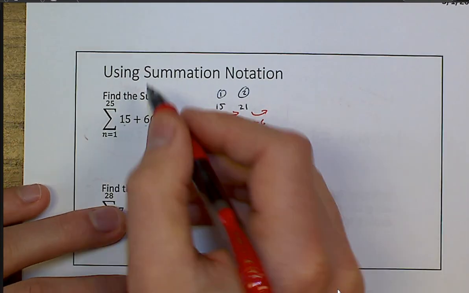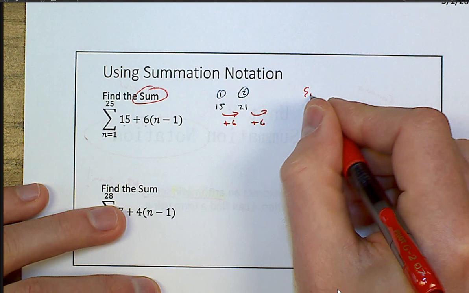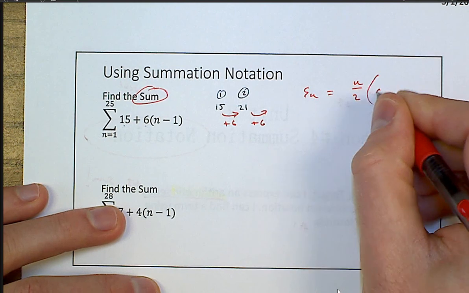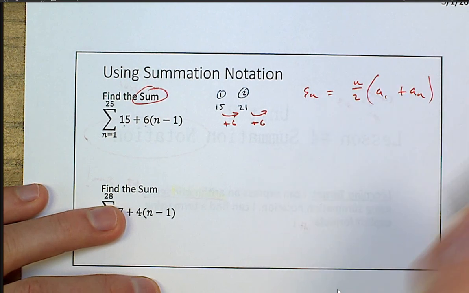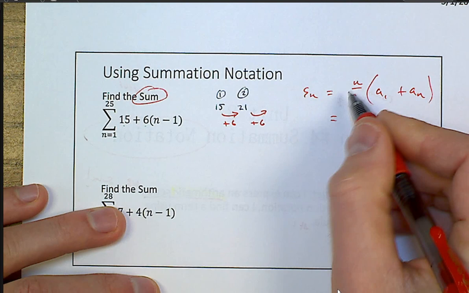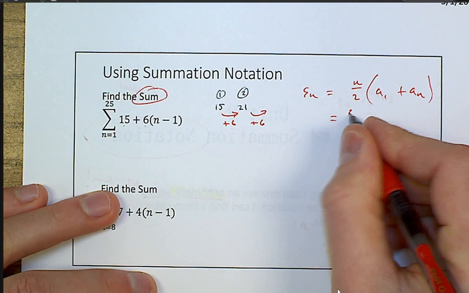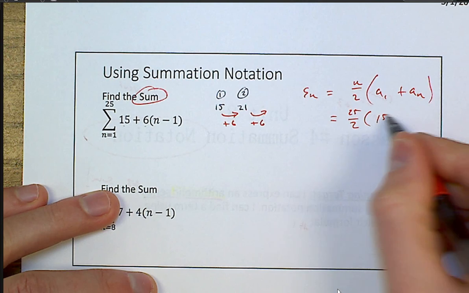Okay, so at the end of the day, if we're trying to find the sum, we want, again, this formula, right? A sub 1 plus a sub n. So really what I have on this one is my total number of terms, my upper limit, 25 over 2. My first term is 15. I've got to figure out my last term.